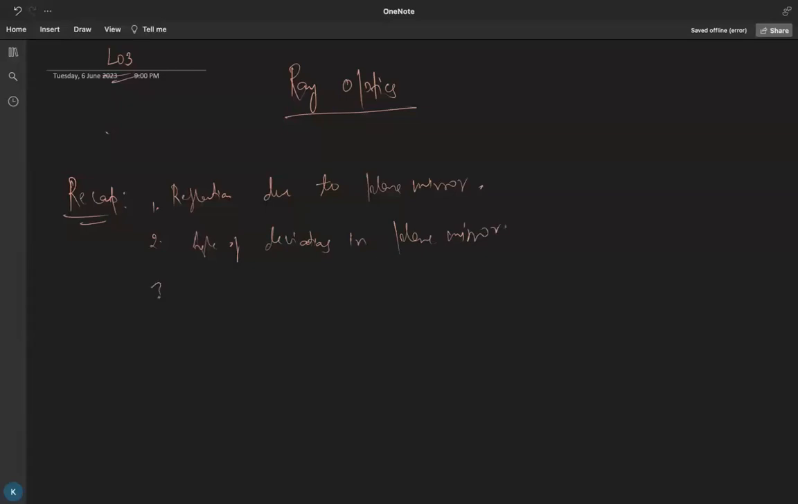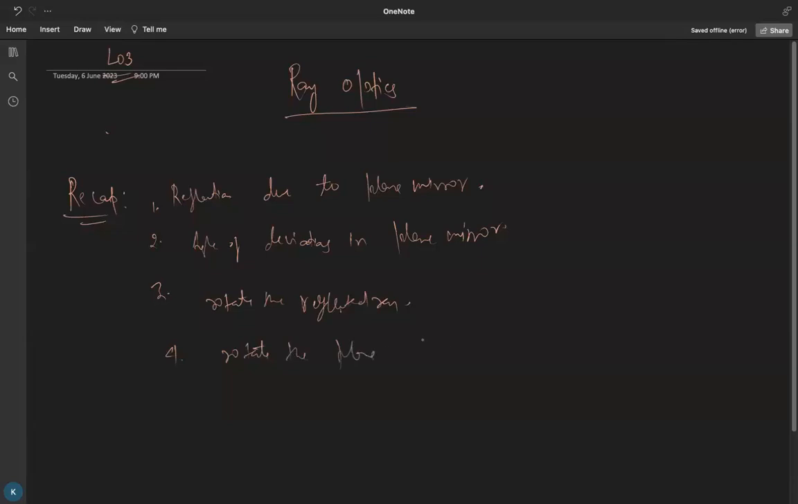Then the third thing we discussed was what the effect is on angle of incidence and angle of reflection if I rotate the reflected ray. The fourth thing I discussed was what happens to the angle of deviation if I rotate the plane mirror.